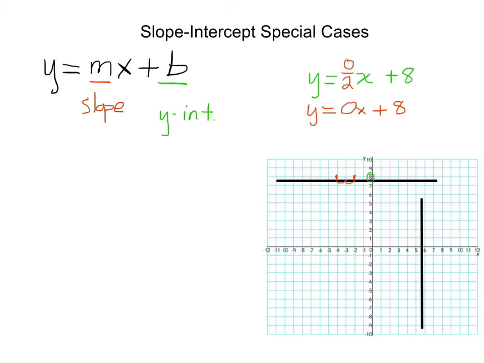Okay? Now the next part is hopefully fairly obvious for you as well, but if you multiply something by 0, no matter what it is, 0 times anything is 0, right? So then you have y equals 0 plus 8. And we can add that. 0 plus 8 is y equals 8. Okay? So a couple of things happened here.